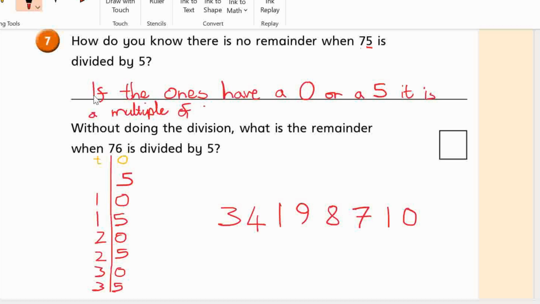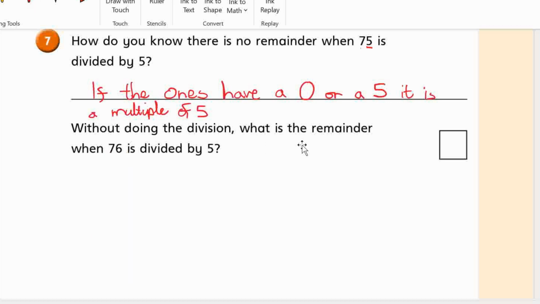Without doing the division, what is the remainder when 76 is divided by 5? What would the remainder be? We know that, yeah, the remainder would be 1. Okay, and we know that because we know 5 goes into 75.